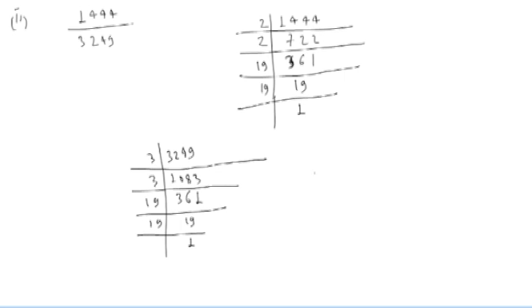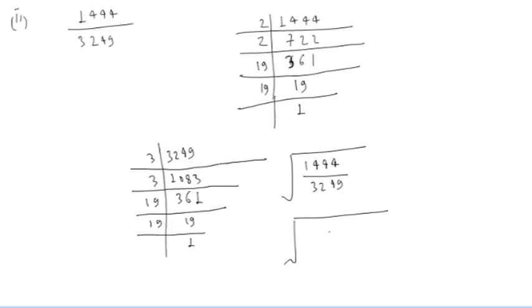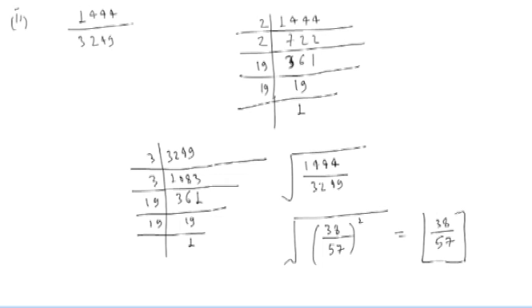So we can write 1444 upon 3249 under root. So 1444 is the square of 38, and 3249 is the square of 57. So the square root of this number is 38 upon 57. In this way, solve these questions.